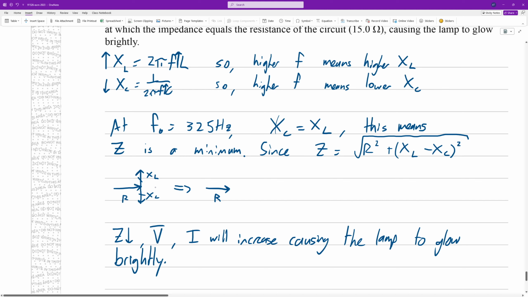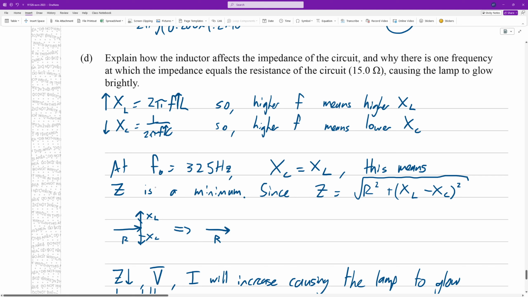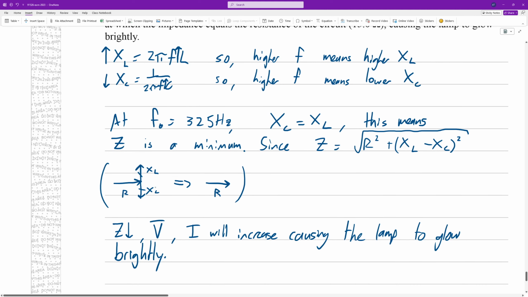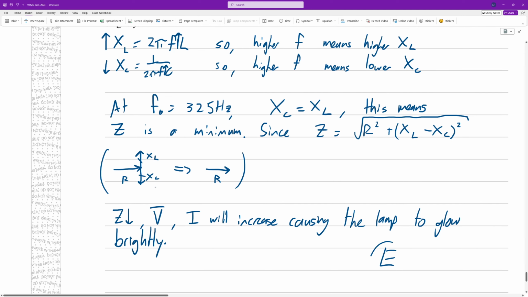And so let's just reread the question. Explain how the inductor affects impedance. Done. Why there is one frequency at which impedance equals resistance, causing it to glow brightly. So we mentioned that frequency, and that occurs when the inductive and capacitive reactances are equal, and we showed the impedance equation, or the impedance triangle. So impedance was minimized, current will increase, so lamp glows brightly. Done. And that is, of course, an excellence question.